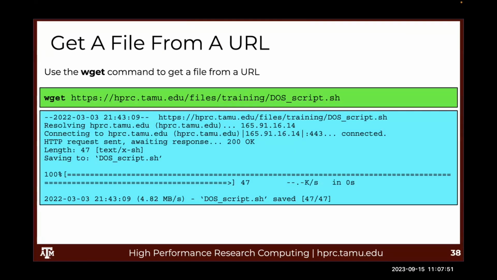All right, so we want you to go ahead and try this command right here. This is how we get a file from a URL. We use the wget command. You have internet access on the login nodes. If you're on a compute node, those do not automatically have access to the internet, so you'd have to specify that. But we're working on the login nodes on Grace. So if you want to get this file, we can just do wget and then provide the URL.